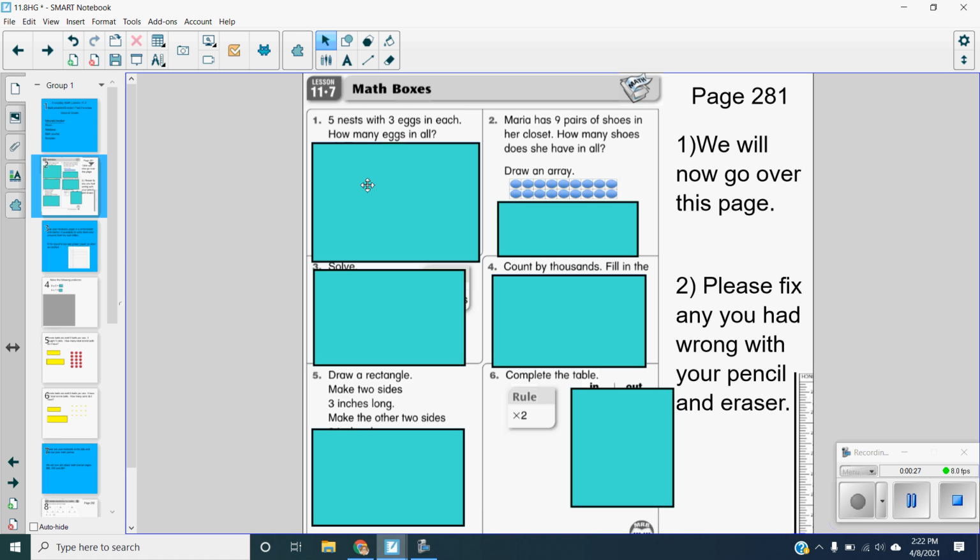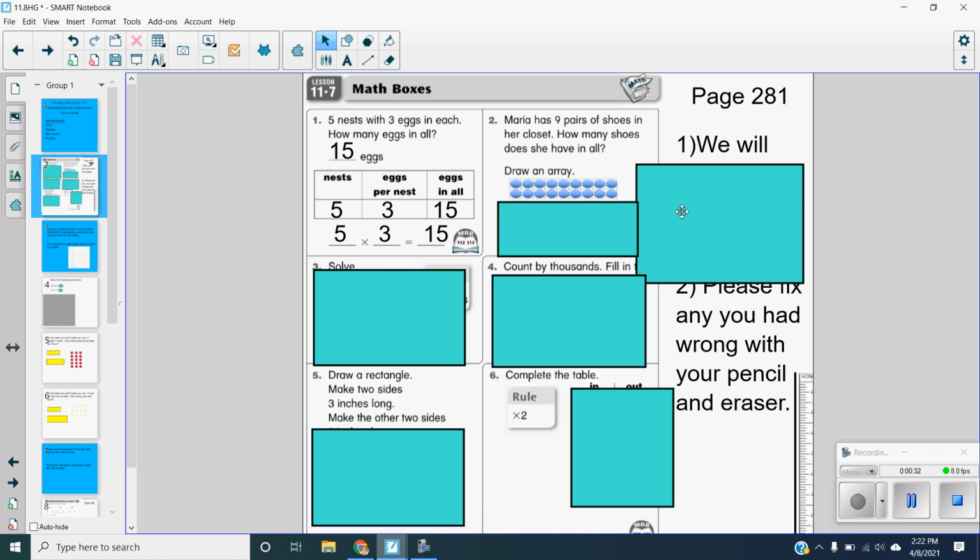So for our first question, there are 5 nests with 3 eggs in each. How many eggs in all? You should have filled out your diagram. So it looks like this: 5 times 3 equals 15 for a total of 15 eggs.